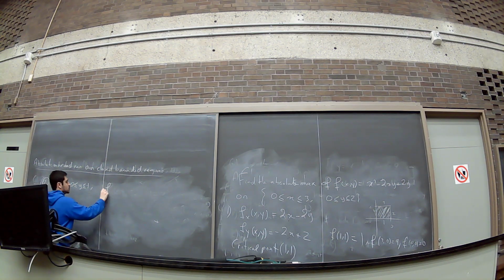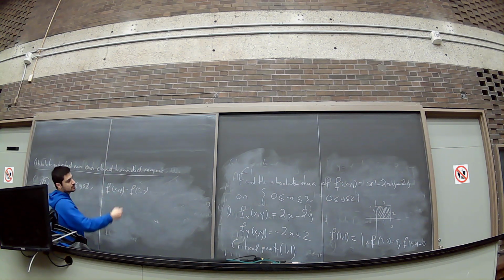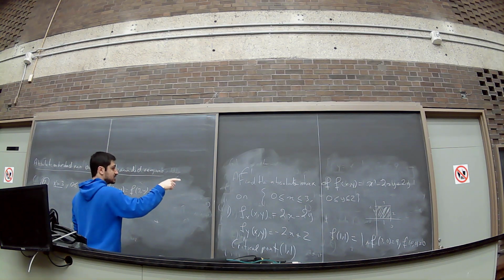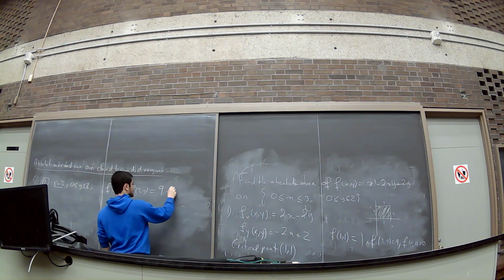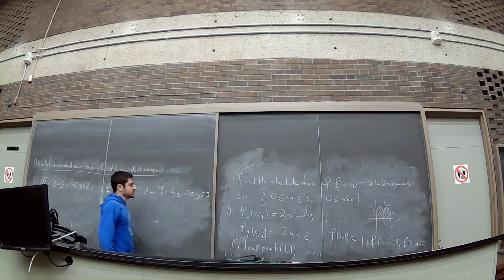So what do I have? f(x,y) is equal to f(3,y), right? 0 and 2. Thank you. Yes, thanks. f(3,y). What's f(3,y)? So plug in x equals 3, so you get 9 minus 6y plus 2y, so it's 9 minus 4y, y between 0 and 2.